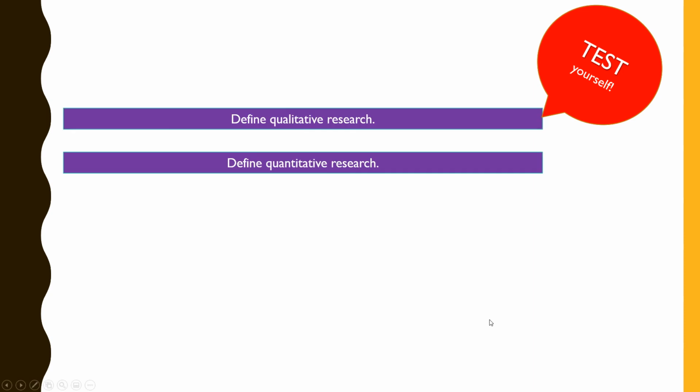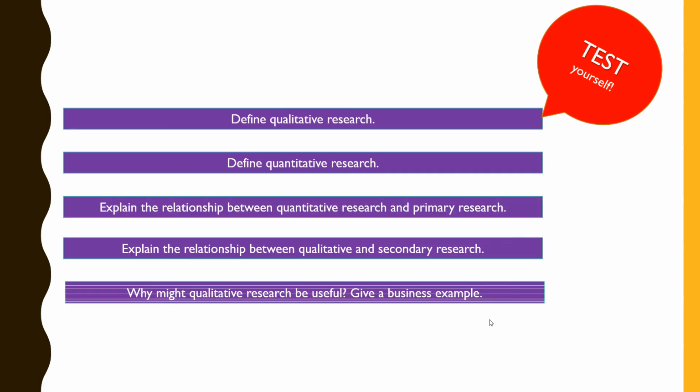Now, let's test yourself as always by answering some of the questions here. There are five questions on the screen: define qualitative research, define quantitative research, explain the relationship between quantitative research and primary research, explain the relationship between qualitative and secondary research, and why might qualitative research be useful? Give a business example. I hope the previous explanation on the slides helps you answer these questions on your own.